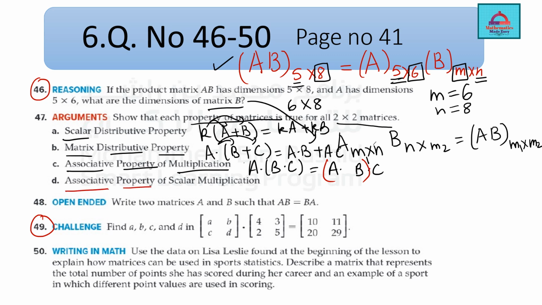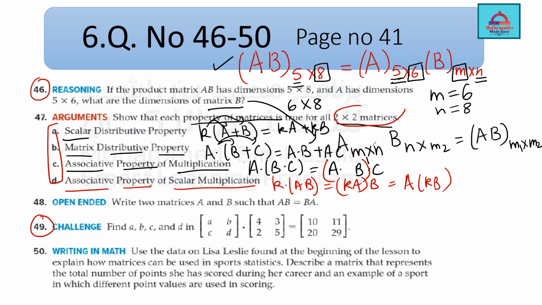Next is associative property of scalar multiplication. So scalar means K times AB, and this is same as K times A times B, and this is same as A times KB. That's the property. So I've explained you the property. You may try it for 2 cross 2 matrices.